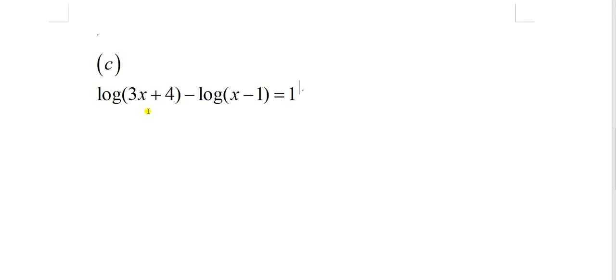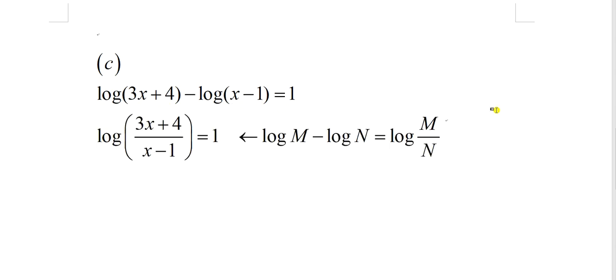Now it comes to part C. Log 3x plus 4 minus log bracket x minus 1 equals 1. You can see it is quite obvious. Using the log property, log m minus log n equals log bracket m over n. So this becomes log bracket 3x plus 4 over x minus 1 equals 1.